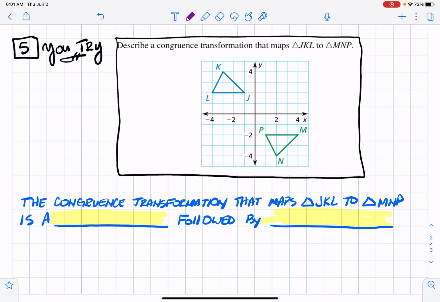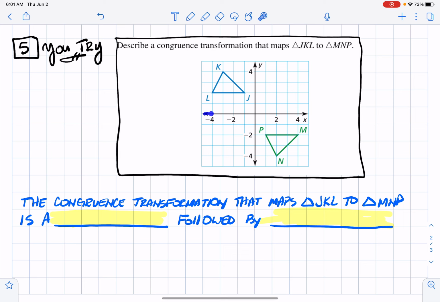Okay, last box, box number 5, it's a Try. It says describe a congruence transformation that's going to map triangle JKL to triangle MNP. So go ahead and think about it real quick right now. Okay, hopefully you see what was going on here. There are 2 things that are going to be happening.